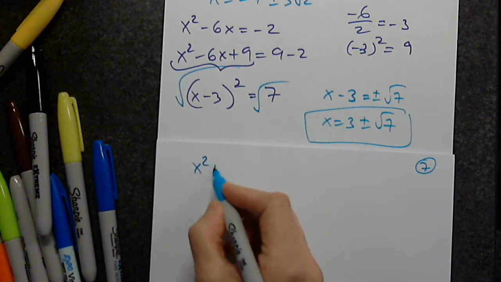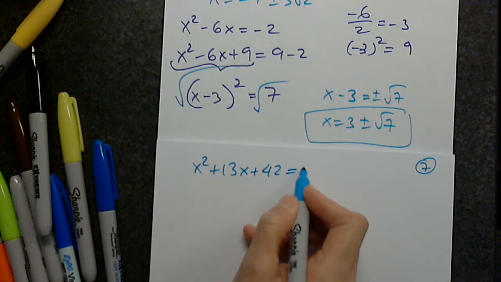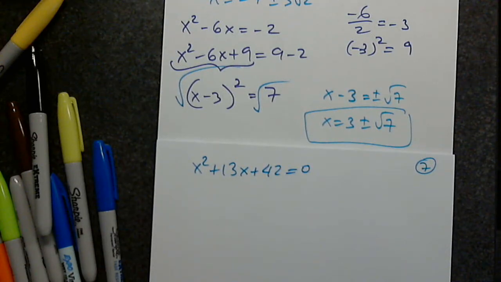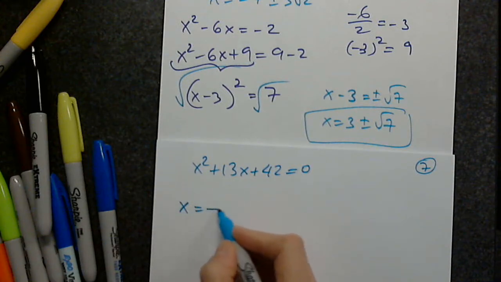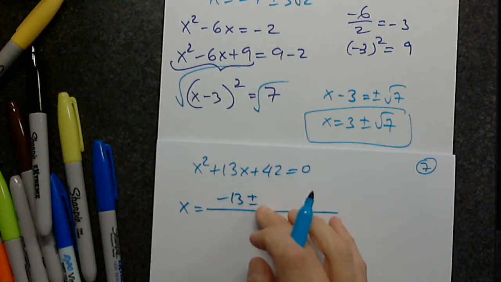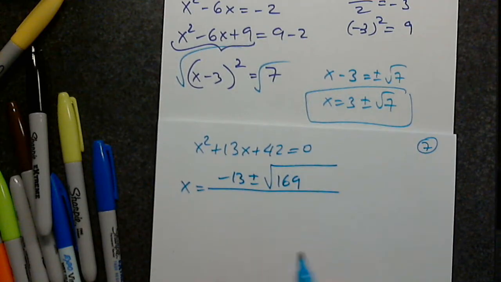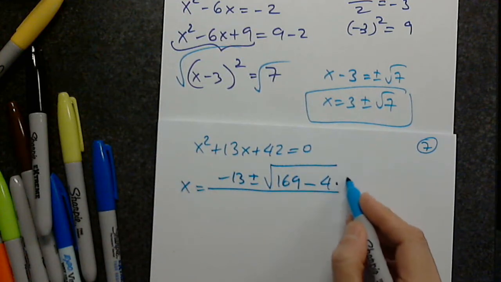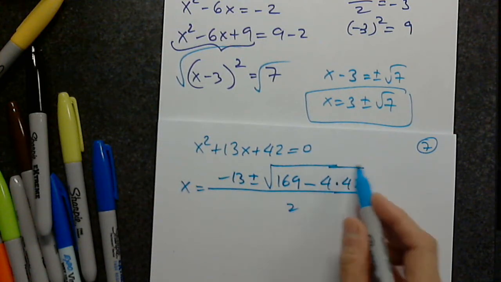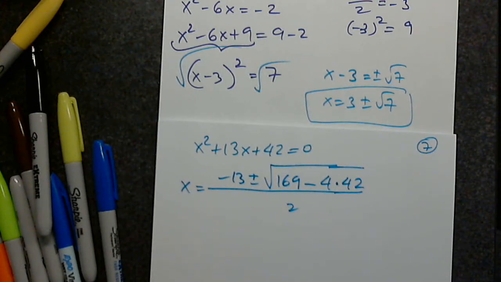Okay, so x squared plus 13x plus 42 equals 0. We're asked to use the quadratic formula. So x equals -13 plus or minus, very important, right, plus or minus the square root of 13 squared, that's 169, minus 4ac, over 2a. So 169 minus 168 is 1. So x equals -13 plus or minus 1 over 2.